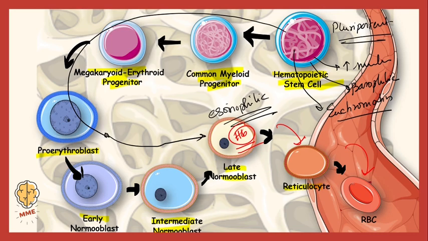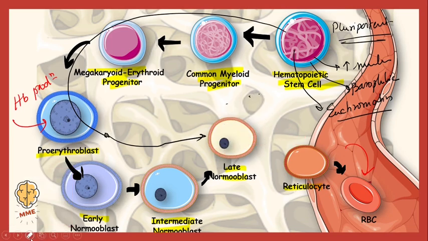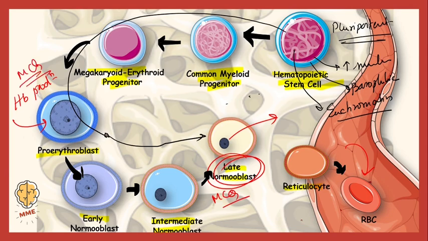So the few basic MCQs that you're supposed to know: the HB production starts over here in the proerythroblast stage, and you can see the nucleus over here. The nucleus is excreted out. Let me erase a few things from here. See, the nucleus is thrown out at the stage of late normoblast. So this is an MCQ. HB production starts at the level of proerythroblast. That's an MCQ. Reticulocyte doesn't have a nucleus. RBC doesn't have a nucleus, but late normoblast has a nucleus, right?